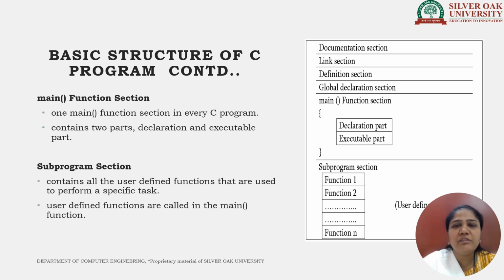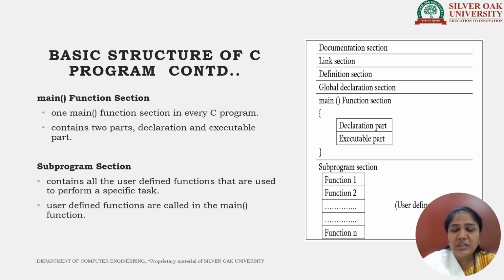Next is the main function. Now this is very important. Every C program has one main function. It is compulsory because our program execution starts from the main function itself. The main function is only one within a whole C program. It contains two parts, again: the declaration part and the executable part.